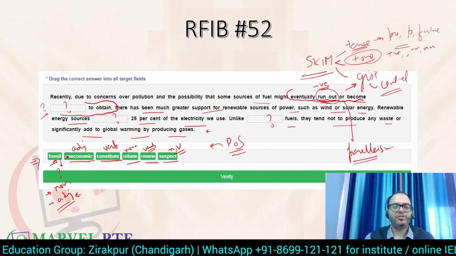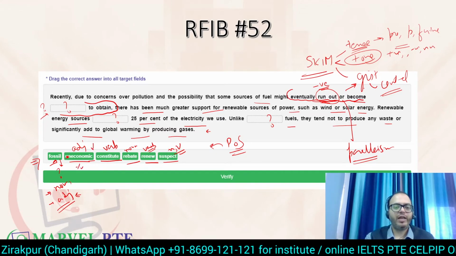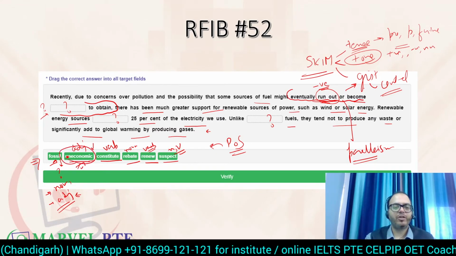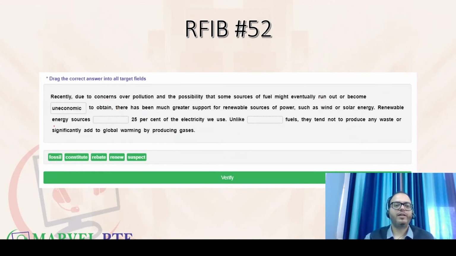फॉसिल, अनइकोनॉमिक, कॉन्स्टिट्यूट, रिबेट, रिन्यू और सस्पेक्ट. The only negative word which we have right now is uneconomic. Okay, so we are going to fill it over here. See, that is what, if you know the grammar rules, can do the wonders, because you have to apply the grammar rules to solve your reading filling the blanks.